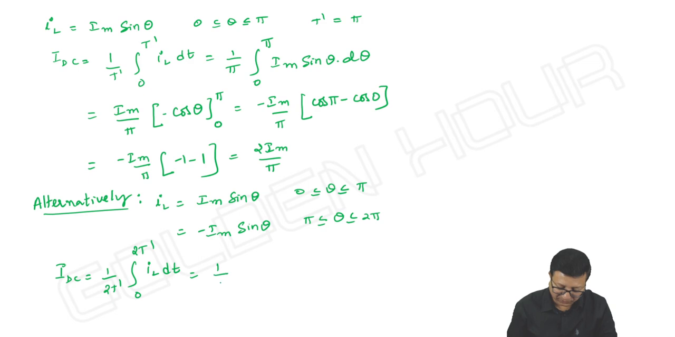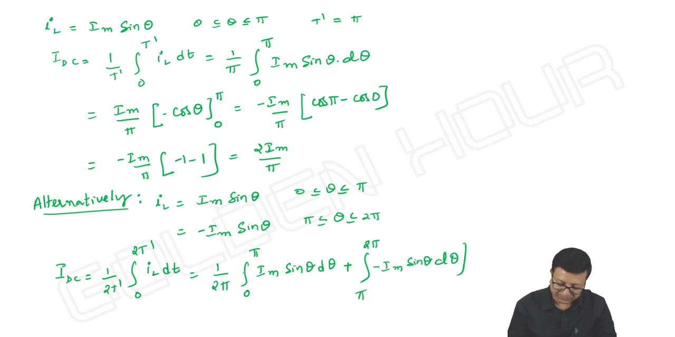So it is further written like 1 by 2 into T dash, which is pi, or overall 2T dash is T or 2 pi. And 0 to T dash means 0 to pi, it is Im sin theta d theta. Next, from pi to 2 pi, that is T dash to 2T dash, it is minus Im sin theta d theta. I hope you all understand. If you integrate over 2 cycles, in the denominator we should write the 2 cycles duration.